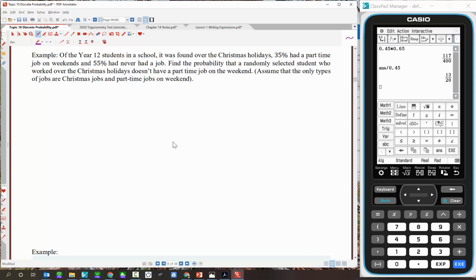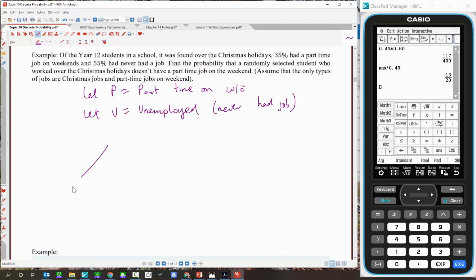Oh, this one's a tough one. Of the 12 students in a school, it was found over the Christmas holidays, 35% had a part-time job on weekends. Let P equal part-time on weekend. And 55% had never had a job. Let, I don't know, U equal unemployed, never had a job. Okay, and what we can do is basically have a look at this as a tree diagram.